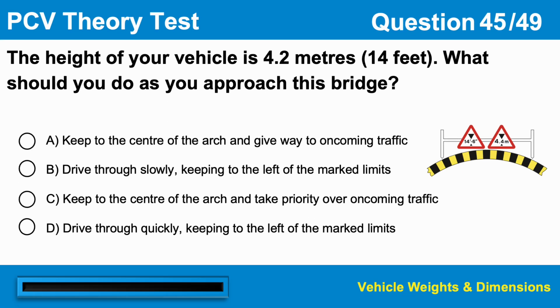Question 45. The height of your vehicle is 4.2 metres, 14 feet. What should you do as you approach this bridge? A. Keep to the centre of the arch and give way to oncoming traffic. B. Drive through slowly, keeping to the left of the marked limits. C. Keep to the centre of the arch and take priority over oncoming traffic. D. Drive through quickly, keeping to the left of the marked limits.